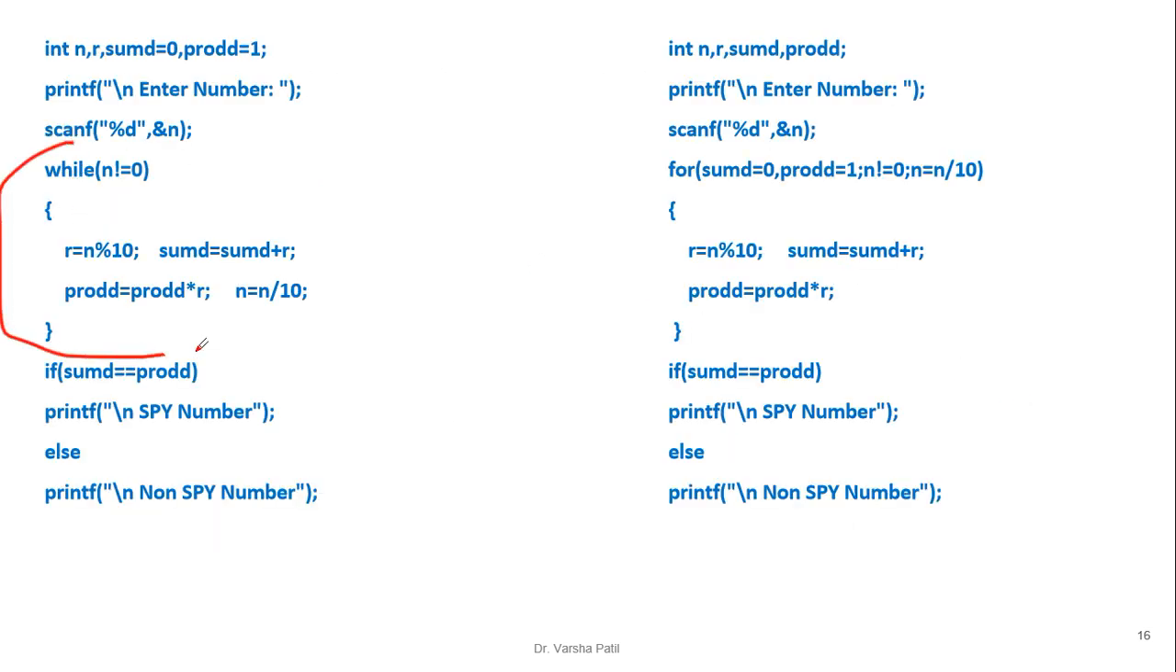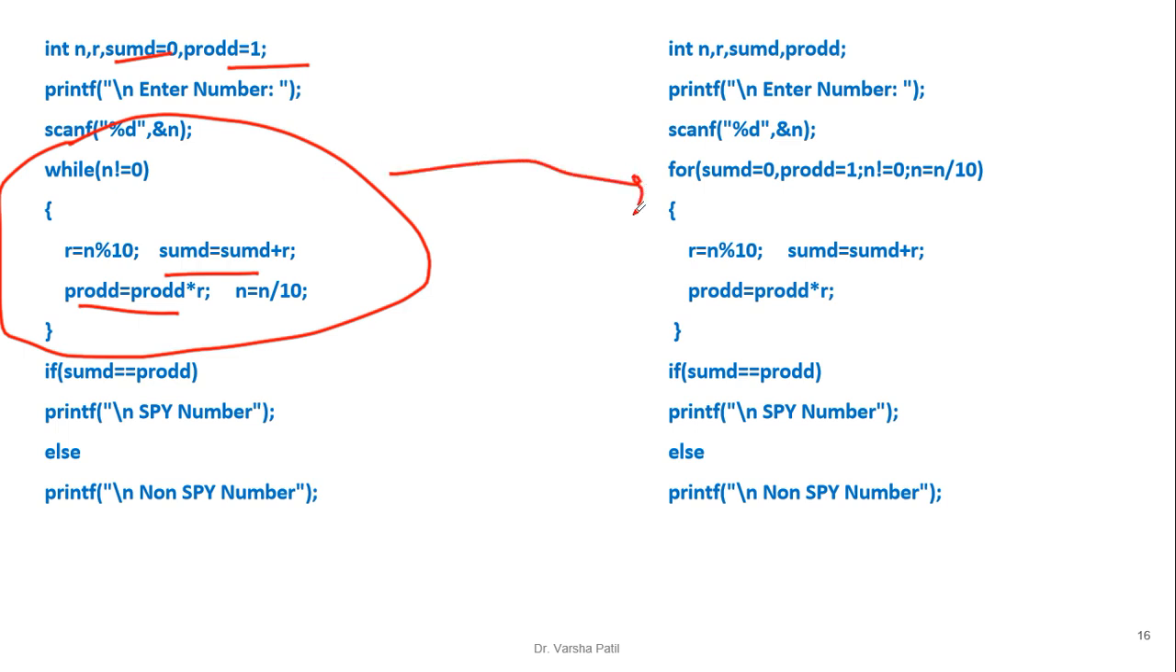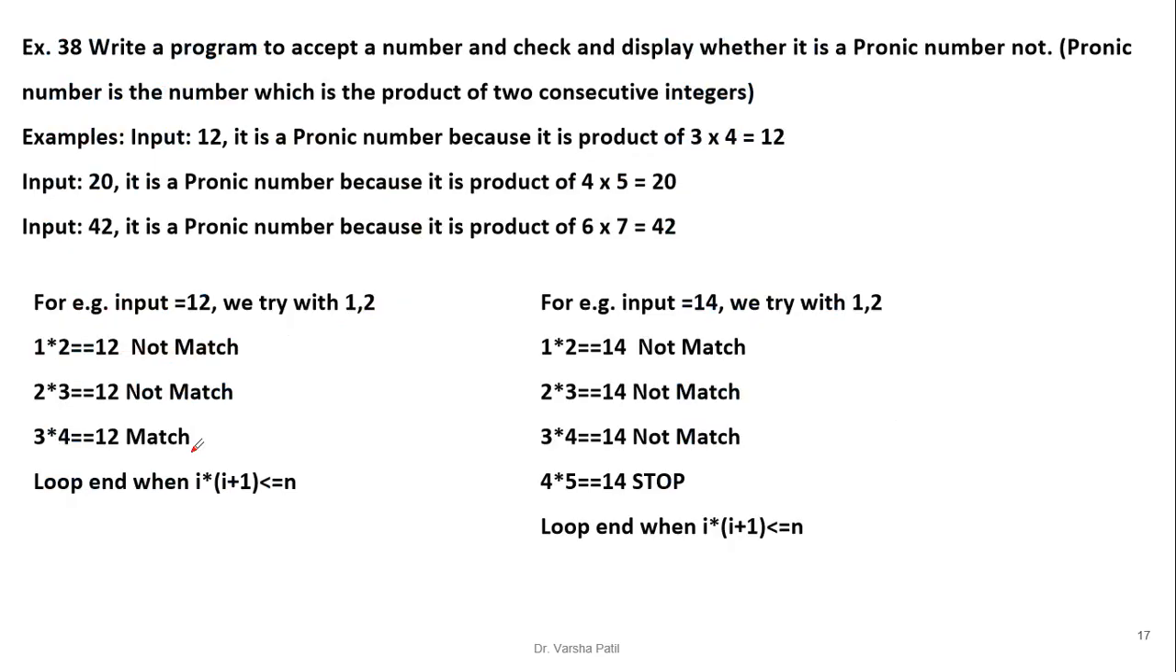While n is not equal to 0, we calculate the sum of the digits. So the sum of the digits is initialized to 0, and the product of the digits is initialized to 1. And I have written the same program with a for loop also. If sum d is equal to prod d, they are pi numbers, otherwise non-pi numbers. This is again very important to understand, how we end the loop.